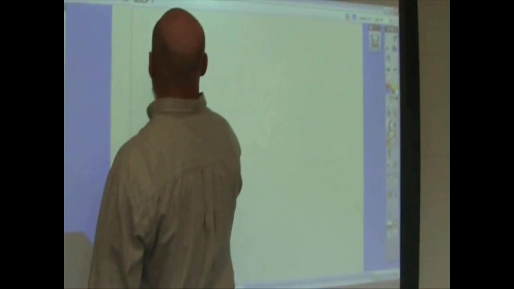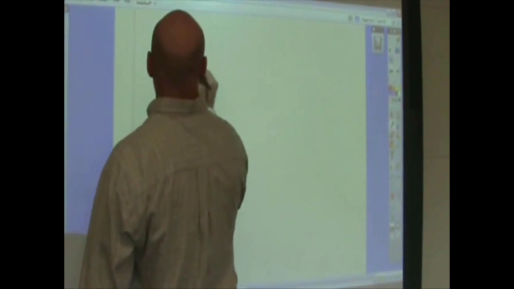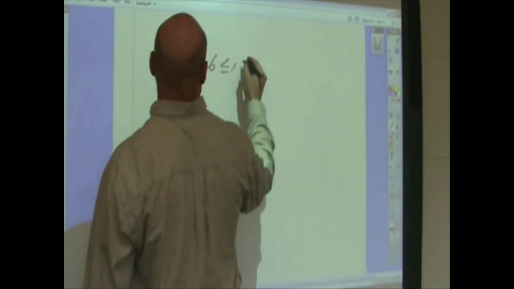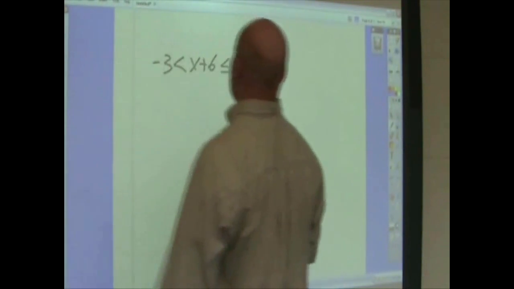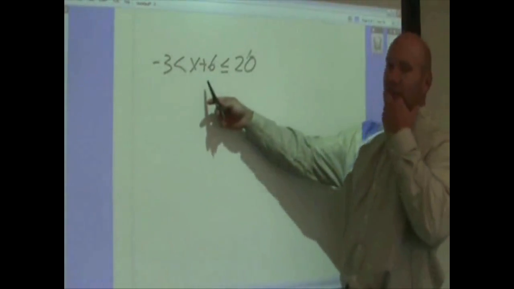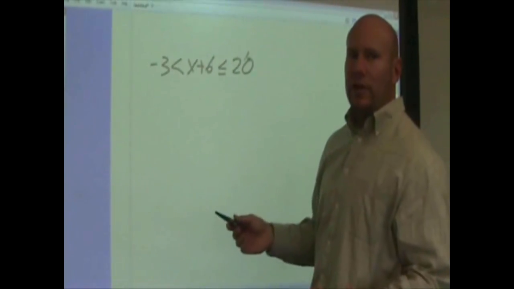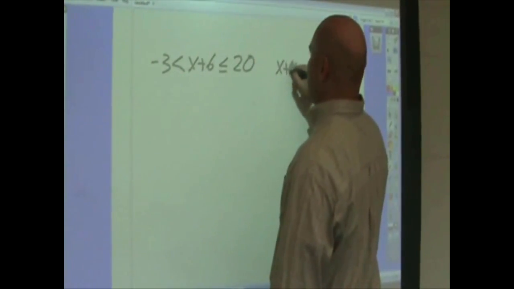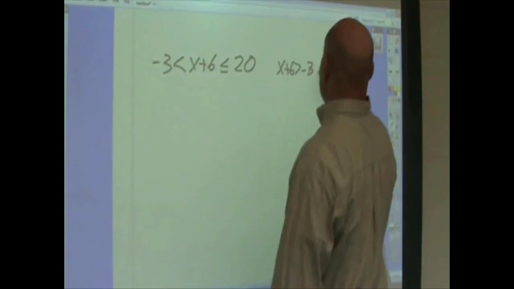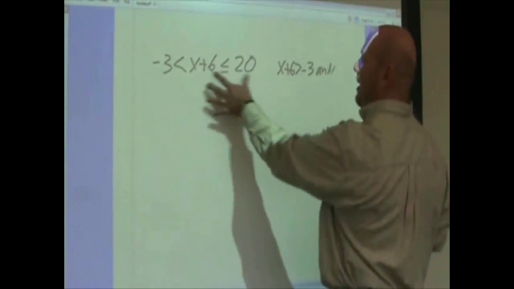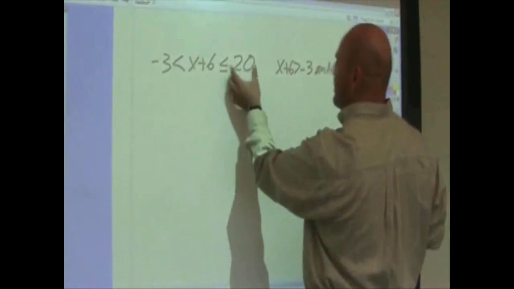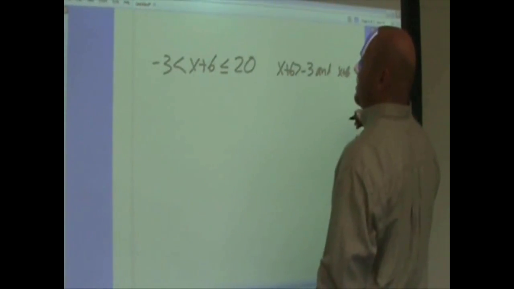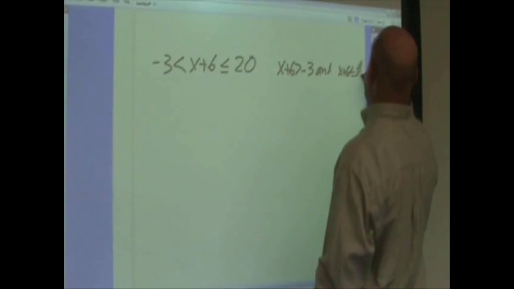Let's say we have negative 3 less than x plus 6 less than or equal to 20. All right, this is still a compound inequality. Now what this thing really means is this. It means x plus 6 is greater than negative 3, and this is always an "and", meaning this thing is between here and here is basically the way you would say it. x plus 6 is less than or equal to 20.